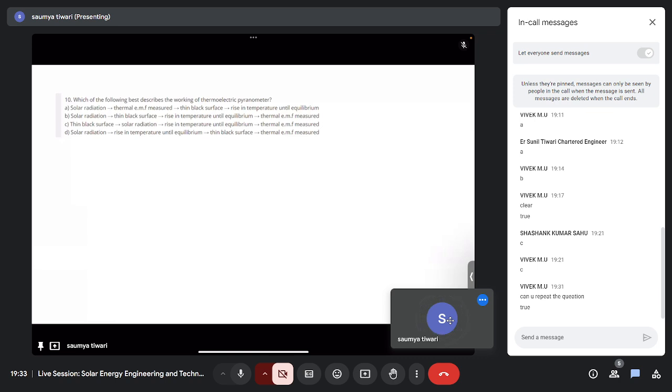Now, I have some theoretical questions. I think 2 or 3 are left, so we'll quickly discuss these questions so we can discuss numericals in detail. Okay, so which of the following best describes the working of a thermoelectric pyranometer?